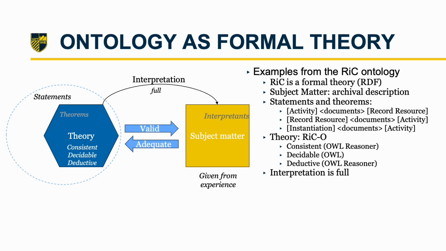Now, RiC-O is consistent, decidable, and deductive. That's very important for us. We want a consistent theory. That means that you cannot deduce anything from the theory. That means the theory somehow isolates a subset of true statements. If it is inconsistent, it's going to collapse with that larger circle, basically.